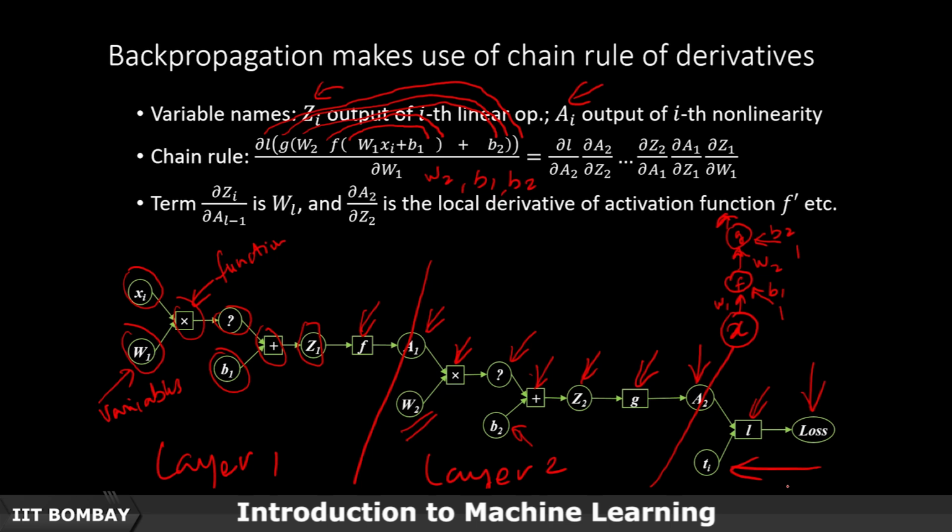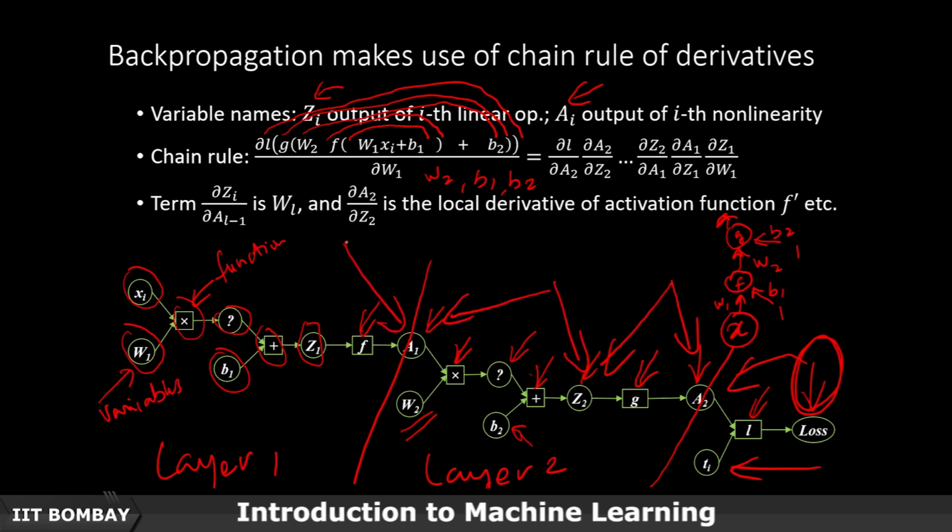So what we are saying is that we will take the partial derivative of the loss with respect to A2, then multiply it with the partial derivative of A2 with respect to Z2, and then the partial derivative of Z2 with respect to A1, and then the partial derivative of A1 with respect to Z1, and then the partial derivative of Z1 with respect to W1. That's basically what we will be doing. That's nothing more complicated than that. So that is what is reflected here in the chain rule.